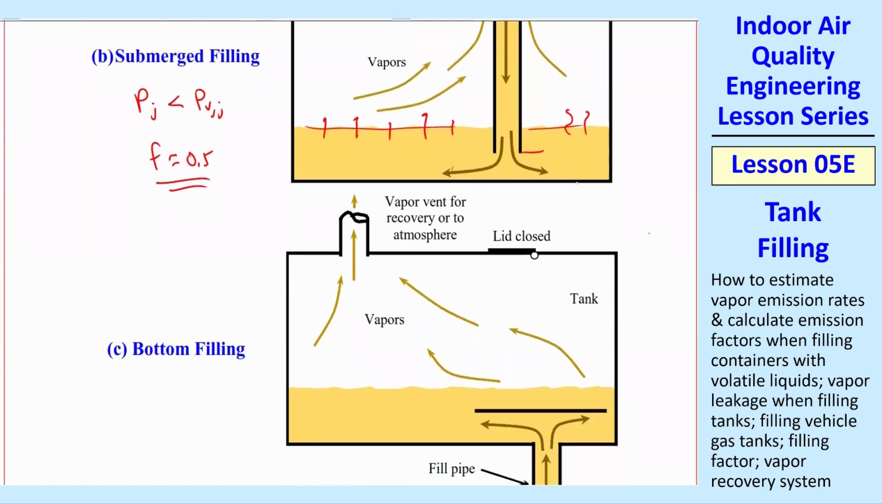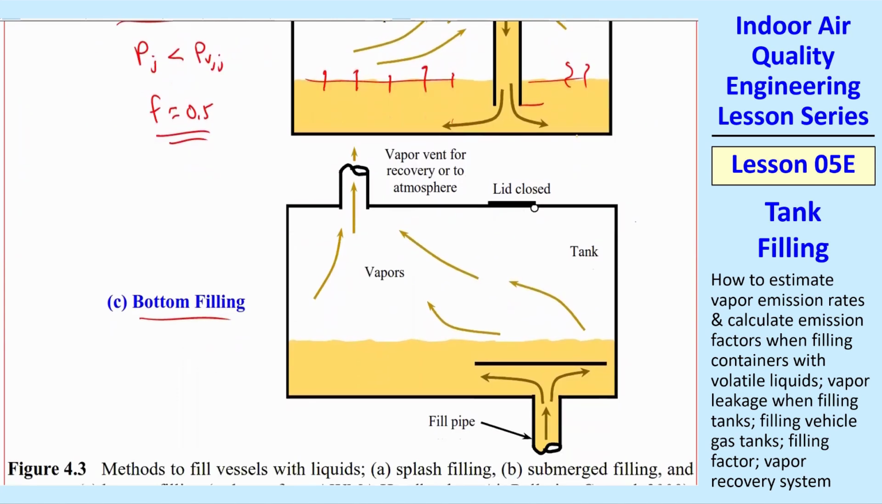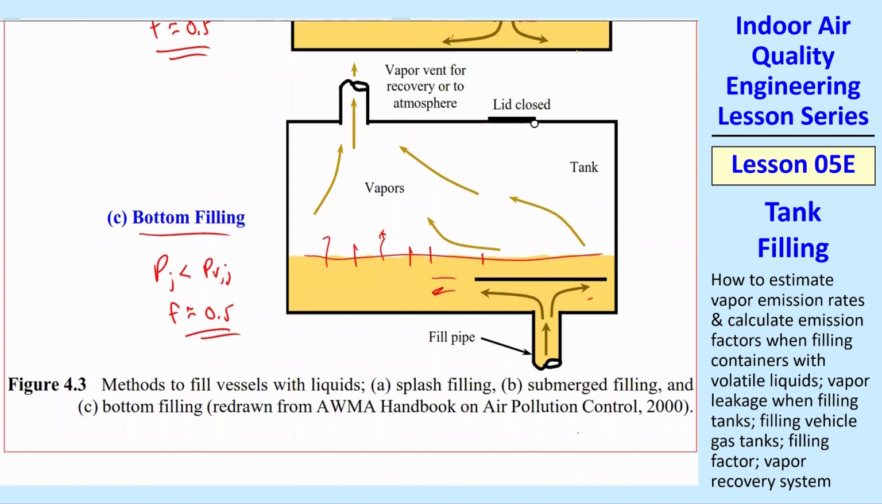Or you can do a similar thing that's called bottom filling. So this was called submerged filling. Bottom filling is the same kind of thing where you're putting it in from the bottom. Now it goes into a baffle and just spreads out. And so once it reaches past this level, it's basically just liquid that's moving up like a piston and slowly evaporating. And so again, P_j is less than P_vj and F is typically around a half or so. So this comes from a handbook on air pollution control.